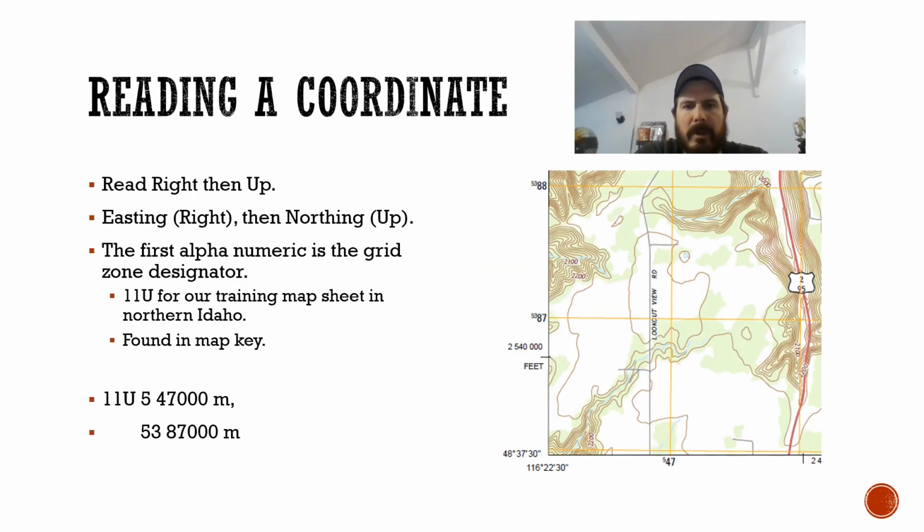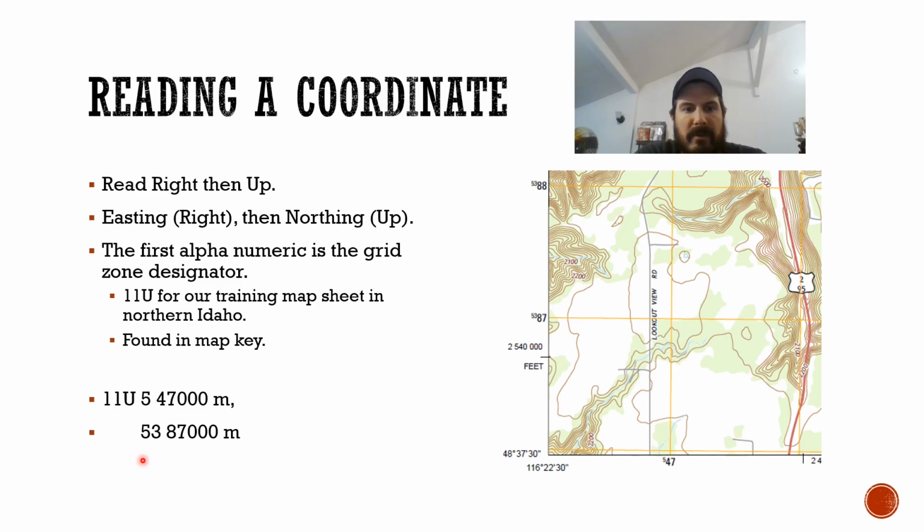All right, we're going to talk about reading a coordinate. When you read a coordinate, you're always going to read right and then up. Right being your easting, and then up being your northing. You've got here on your map a number, a little 5, and then a big 47. That little 5 here on your easting, and then your big 47. So you're going to go over here to your 47. You know you're in the right place. Now you need to find your up.